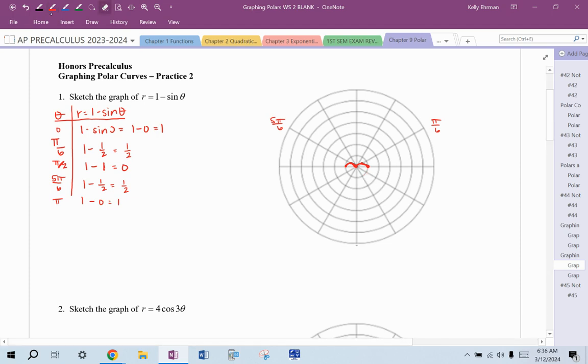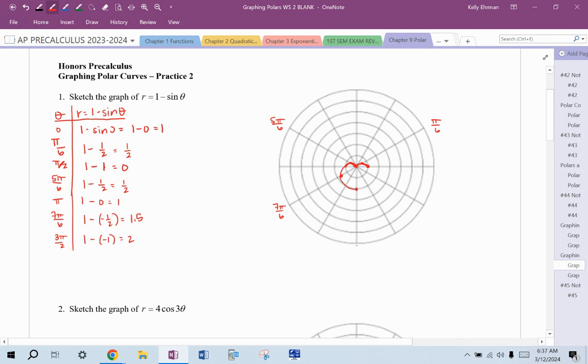All right. Next angle is 7 pi over 6. So now we're in quadrant 3. We would get 1 minus negative 1/2, so that's 1.5. So if I face 7 pi over 6, I go forward 1.5 units. So I'm kind of out here now. And then I'm going to put in 3 pi over 2. 1 minus negative 1 is 2. So face 3 pi over 2 and go forward 2.